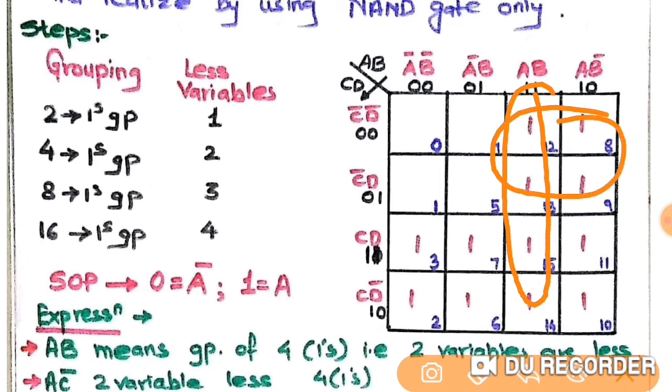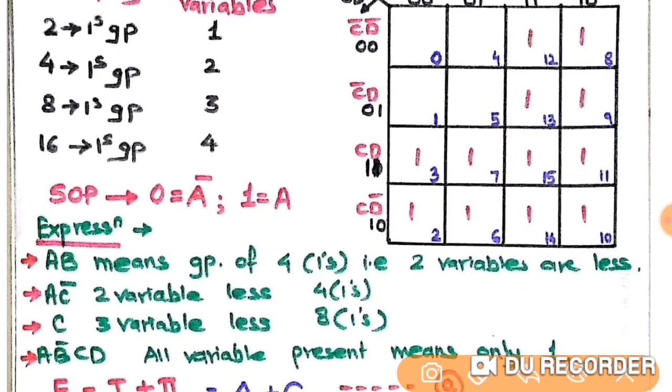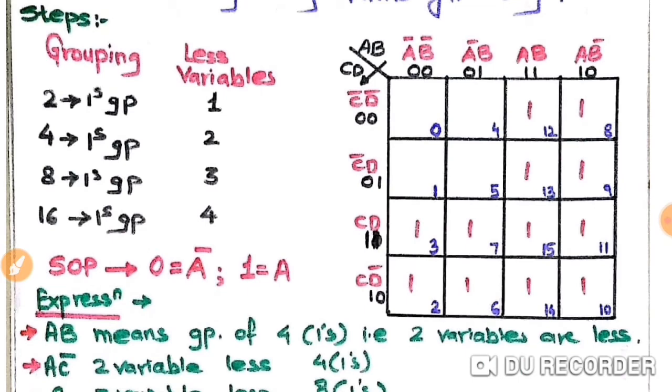Next we will see that the next variable is what? C. Now C means what? C is alone. That means 3 variables are less here. So C means alone, that means 3 variables are less. So it is a group of how many ones? 8 ones. So just find out the particular column where C is common. Column will not be there because C is on the LSB side. So we have to find out the rows with 8 particular blocks where C is common. So C is common where? In these 2 rows. So simply fill ones in these 2 rows.